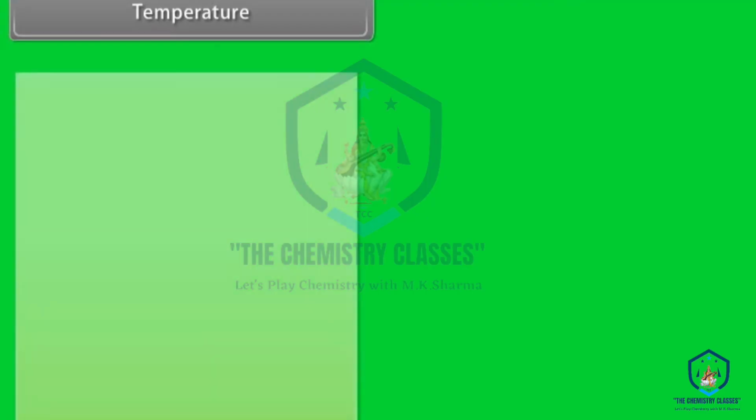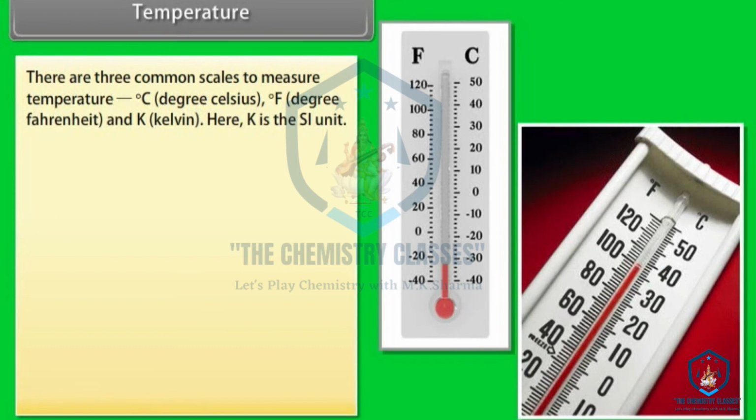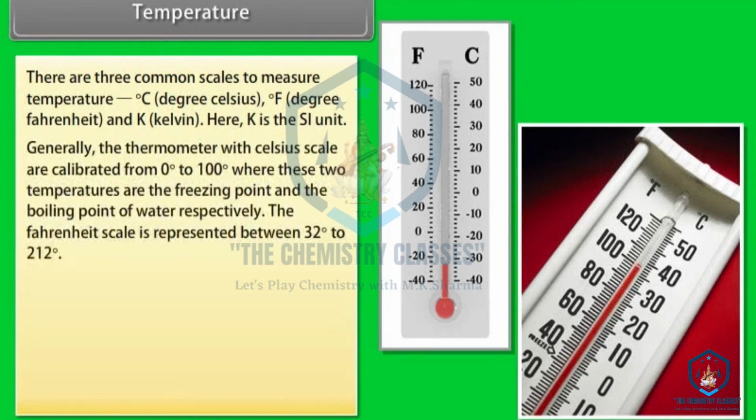Temperature. There are 3 common scales to measure temperature: degree Celsius, degree Fahrenheit, and Kelvin. Here K is the SI unit. Generally, thermometers with Celsius scale are calibrated from 0 degree Celsius to 100 degrees, where these two temperatures are the freezing point and the boiling point of water respectively. The Fahrenheit scale is represented between 32 degrees to 212 degrees.